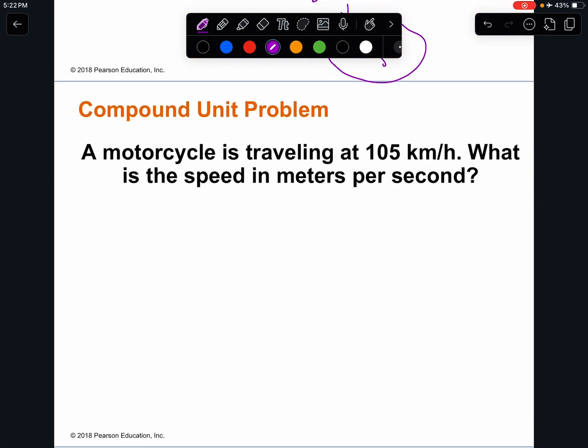We're going to do one more example here. So we're starting with 105 kilometers per hour. Please make sure that you write it correctly. So that probably should have been an R there.